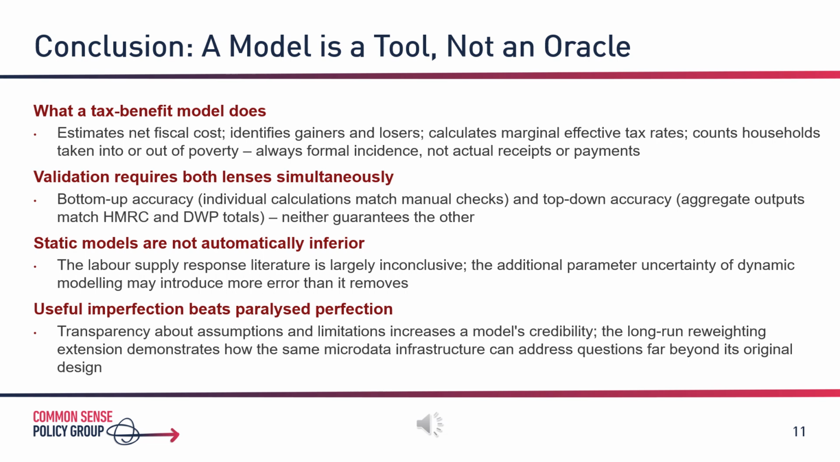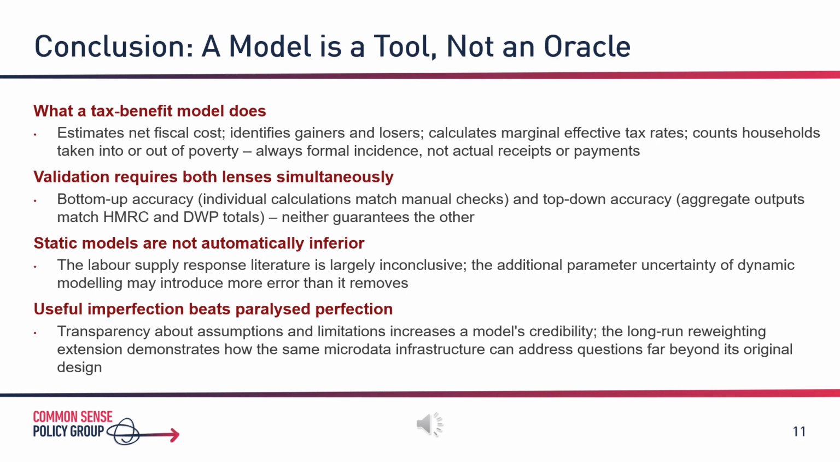The minimum alcohol pricing and sugar levy evidence is more encouraging. There is now clear evidence that price-based interventions change behaviour in the expected direction. Where behavioural evidence is strong, use it. Where it is weak, say so.